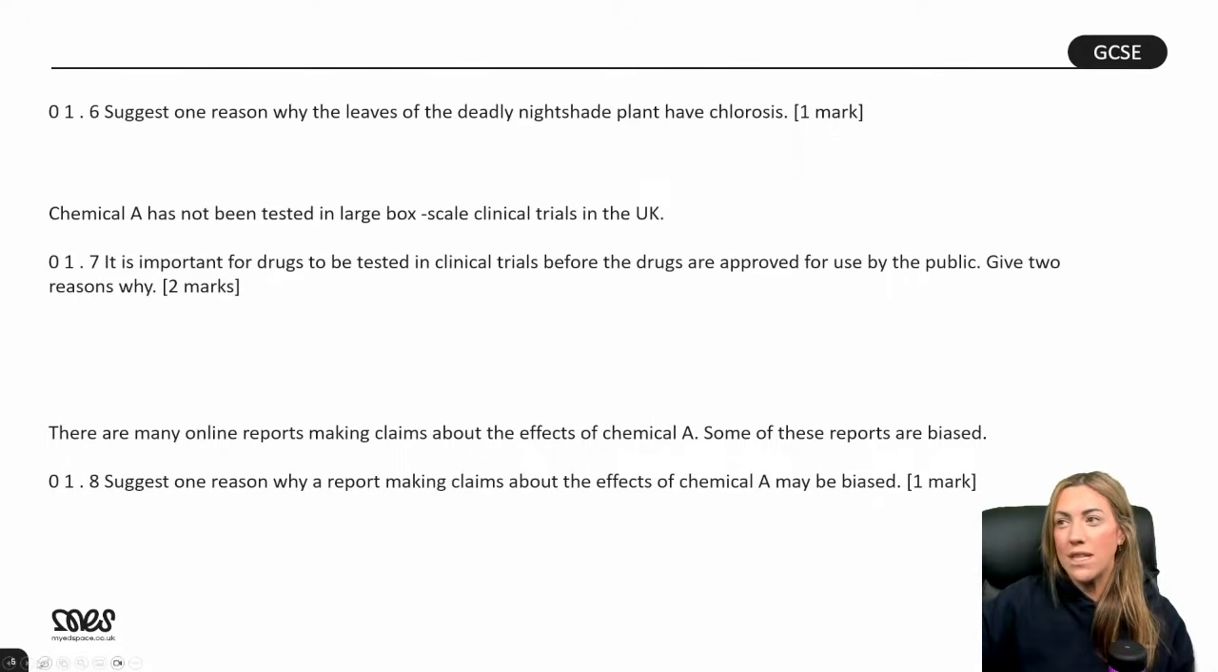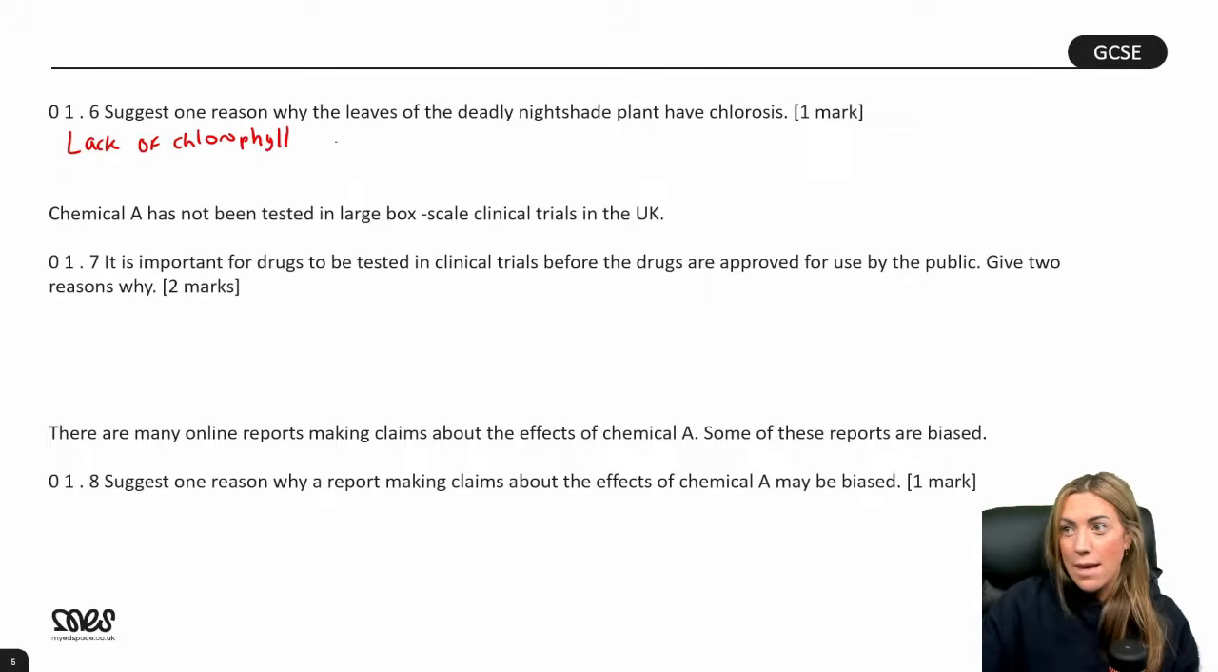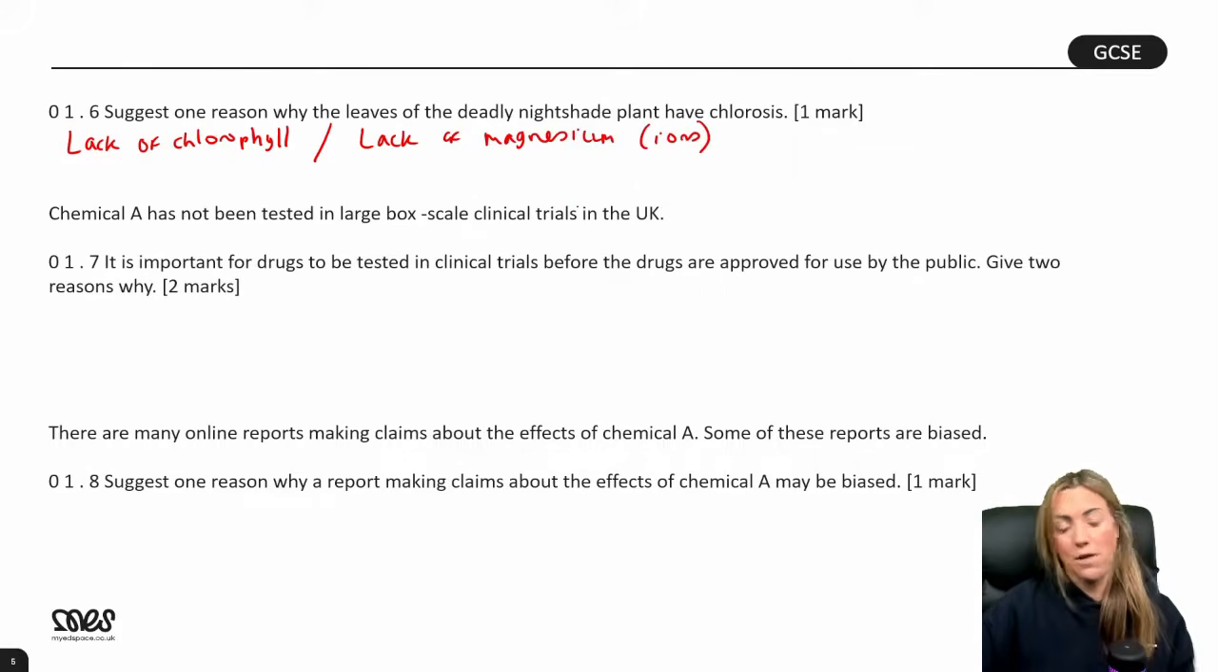1.6, suggest one reason why the leaves of the deadly nightshade plant might have chlorosis. Now, again, this is a suggest. There's going to be loads of answers on the mark scheme. You've probably learnt that chlorosis is caused by lack of chlorophyll. But you might also have learnt that a lack of chlorophyll can be caused by a lack of magnesium or magnesium ions, okay? So if the plant hasn't got enough magnesium, it can't make enough chlorophyll. So lack of magnesium or lack of chlorophyll.